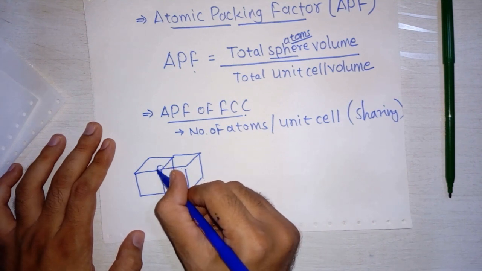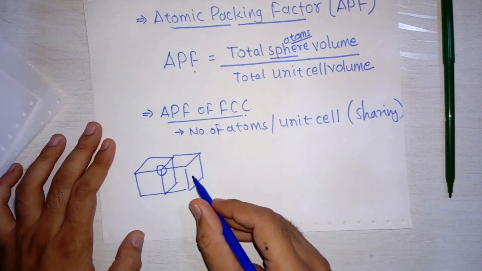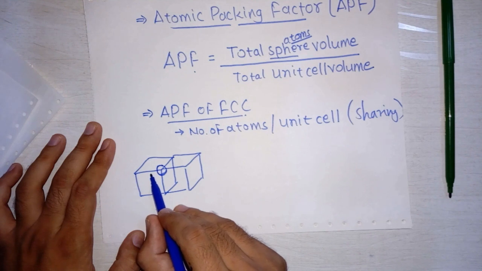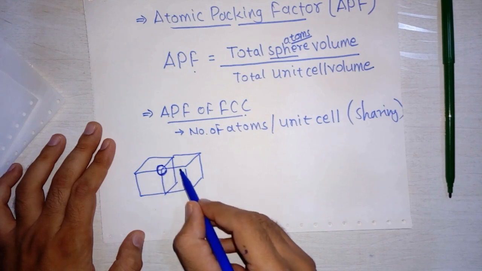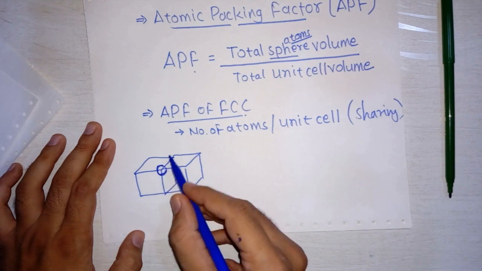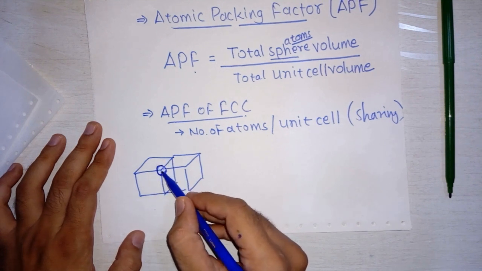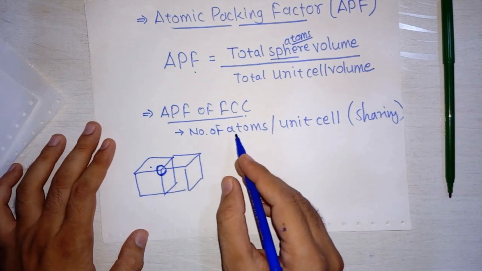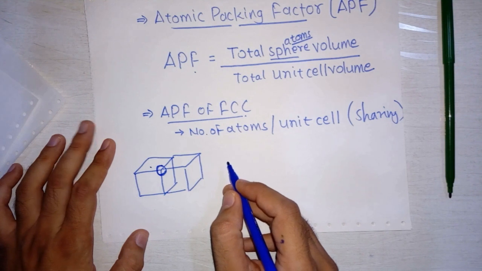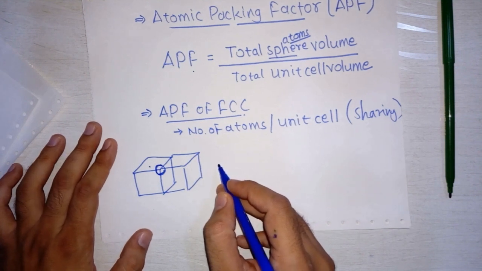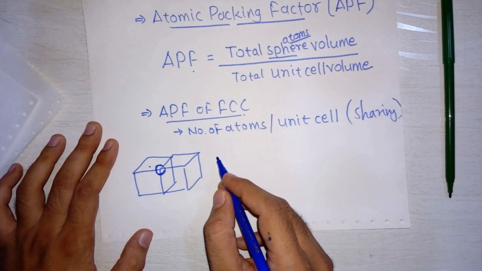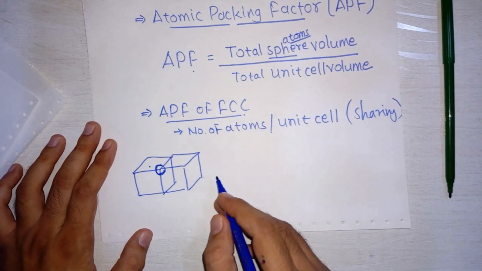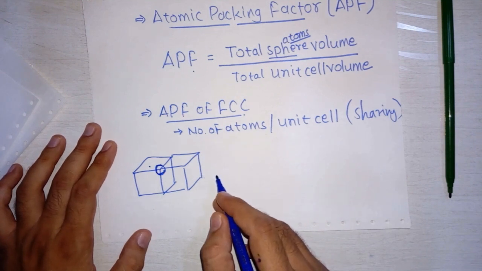Now if I say that this is one atom, what portion of this atom is inside this unit cell? As this atom is shared by a number of unit cells, I have to find what is the portion of the atom inside this unit cell, right? So if we talk about FCC, then we can say that there are 4 atoms per unit cell. We have 4 atoms per unit cell.